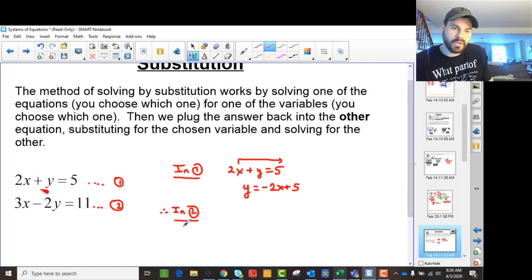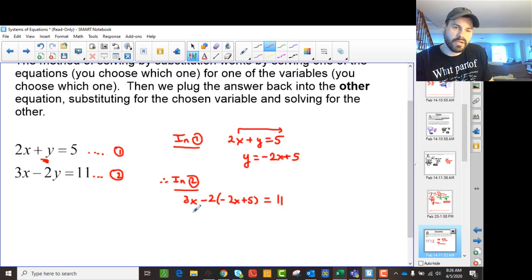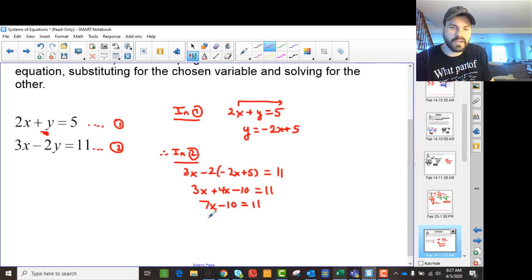So we're going to say 3x minus 2 times, and instead of y, we're going to write minus 2x plus 5. And then that equals 11. So that means that 3x plus 4x minus 10 is equal to 11. So 7x minus 10 equals 11. That means that 7x is equal to 21 if you add 10 to both sides, and so x is 3.